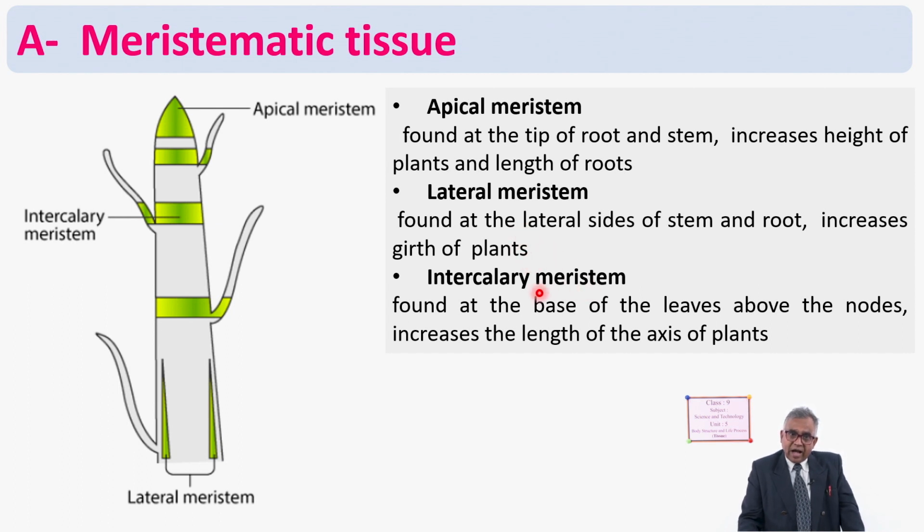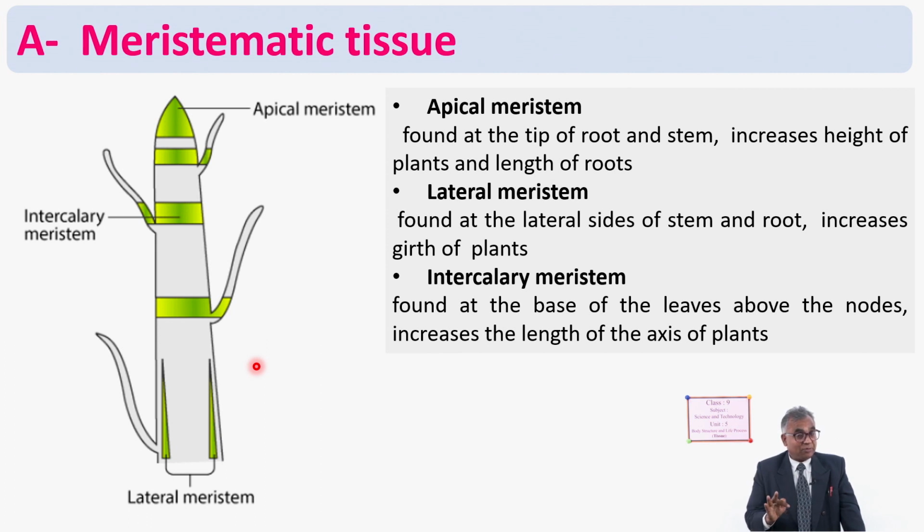And intercalary meristem, as you are seeing clearly, is found at the base of the leaves and above the nodes, at two regions. At these two parts, intercalary meristem is found, and it increases the axis of plants. So, what is a node? The wideness of the node, and then this length is made by what? Intercalary meristem. So it was about meristematic tissue.